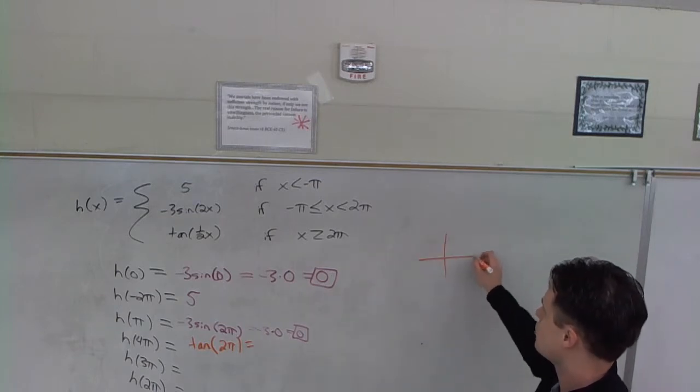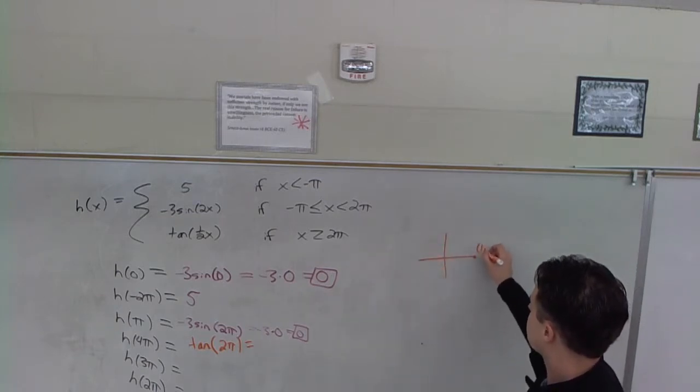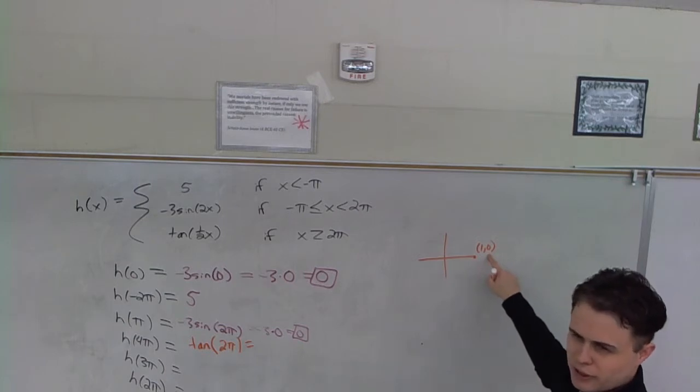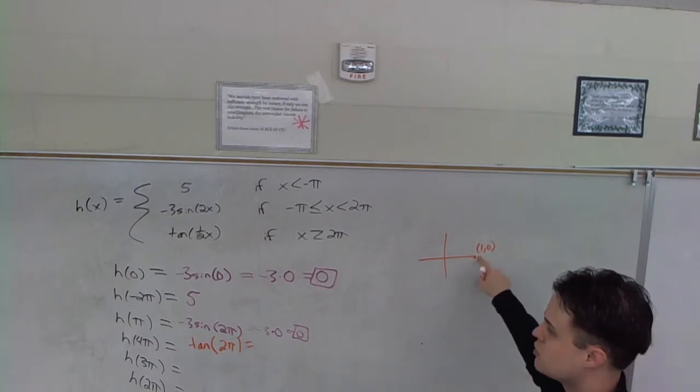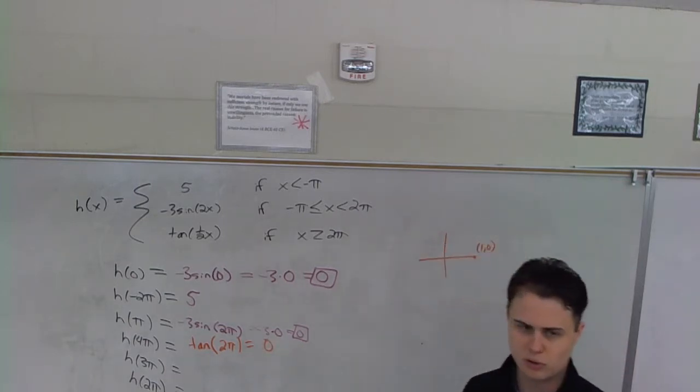Let's do this one with the unit circle. Tangent's y over x, right? 0 over 1 is 0.